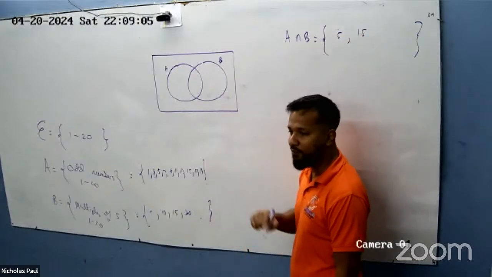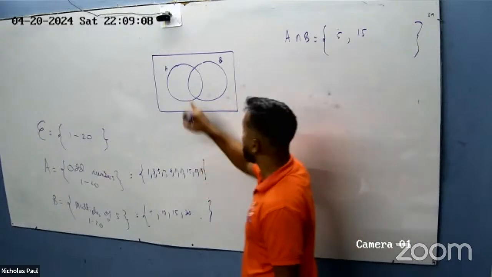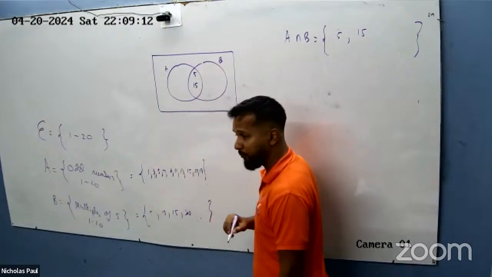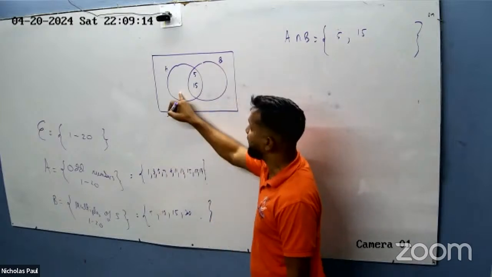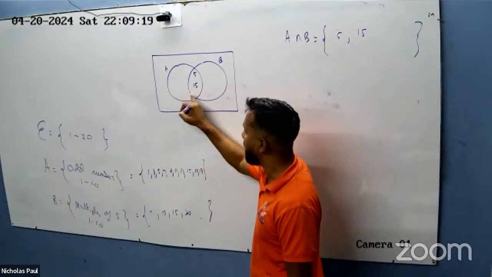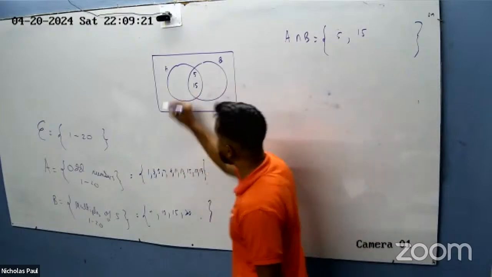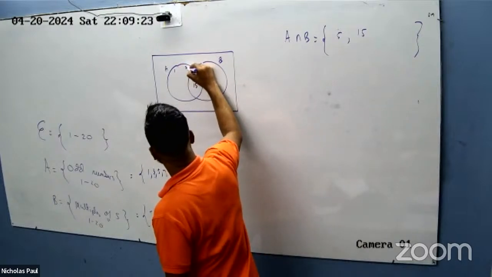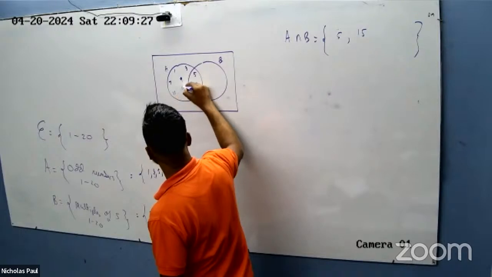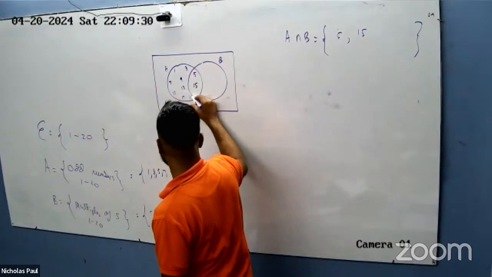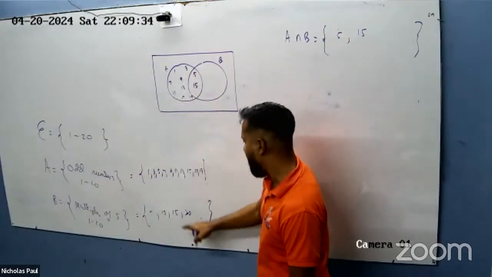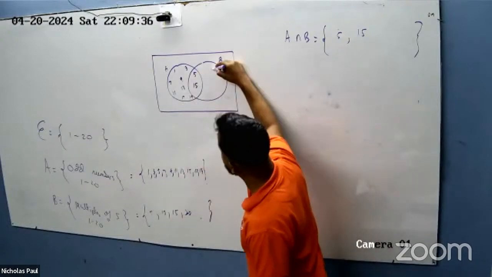So where will 5 and 15 go? In the intersection, right? 5, 15. Everybody okay with that? What about here? Here is everything else that belongs to the set but not in the intersection. So that'll be 1, 3, 7, 9, 11, 13, 17, 19. That's the complete set for A. B has what? 10 and 20.